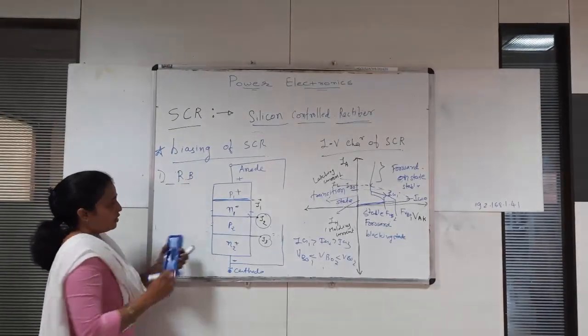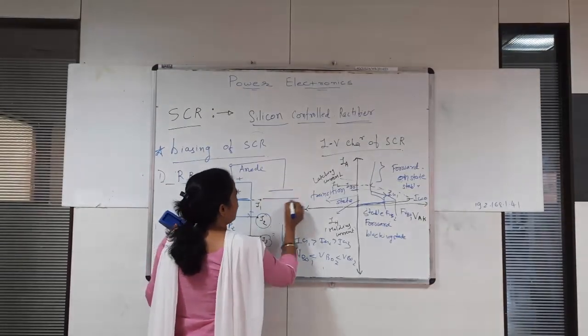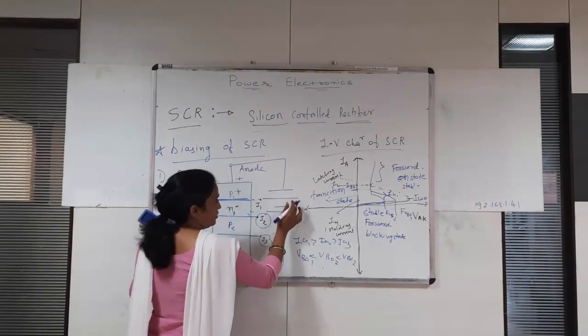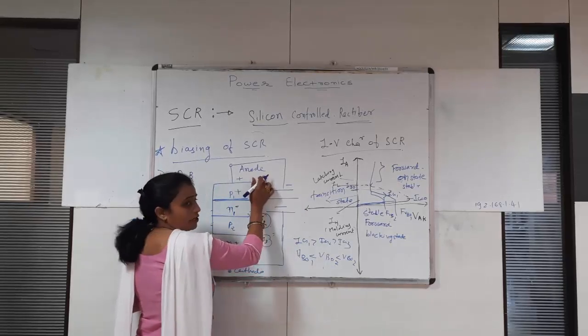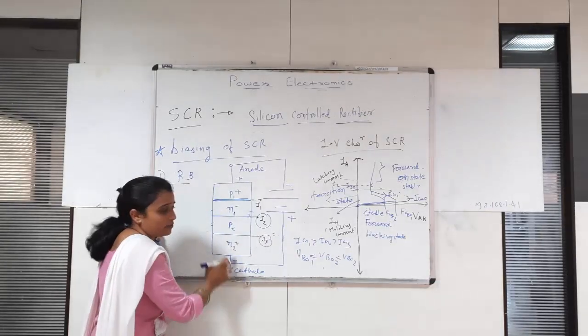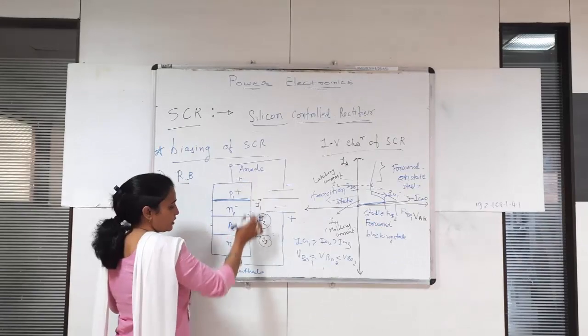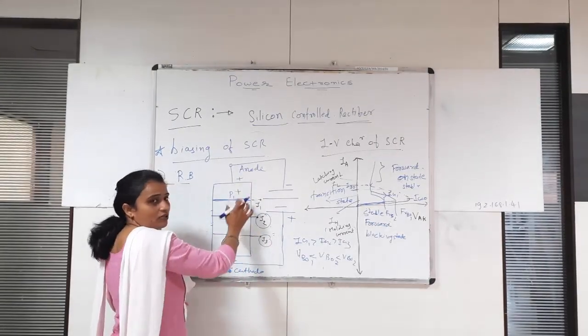Now suppose this SCR is connected in the reverse bias. That means the negative terminal of this supply voltage is connected to the anode terminal and the positive terminal of this cell is connected to the cathode terminal, that means in the reverse bias. So the anode is more negative with respect to the cathode, so this SCR is working in the reverse bias.